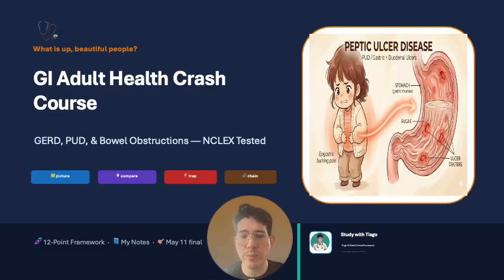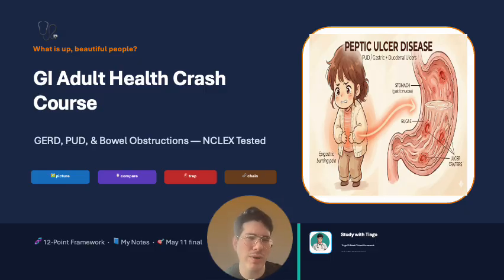Guys, if you don't know me, now you do. This is me teaching myself out loud using the same structure I use in my nursing notes. That is the Tiago 12-point framework. What is that? It is a method I literally built to fully grasp the concept of nursing and to pass my exams.